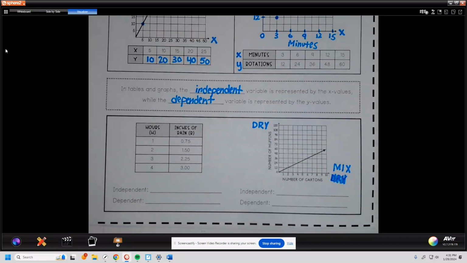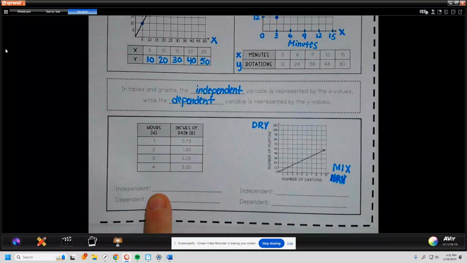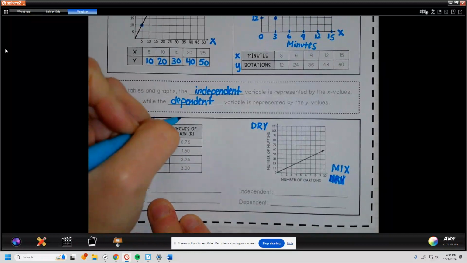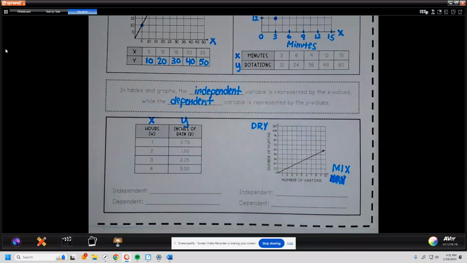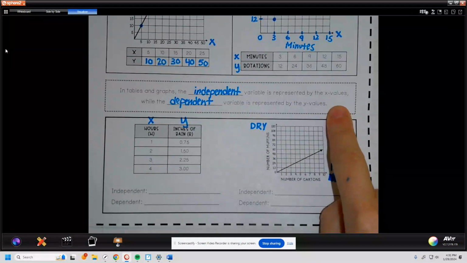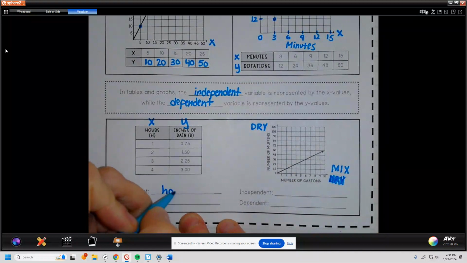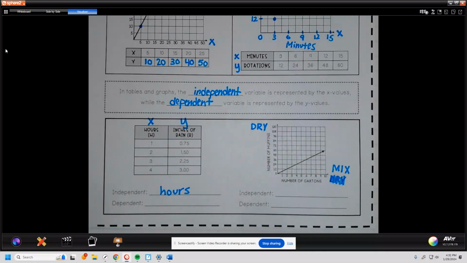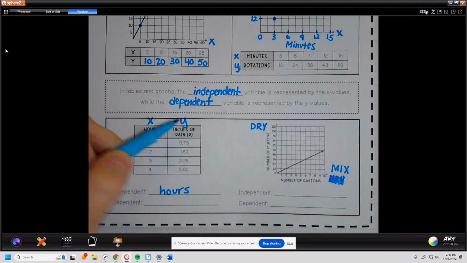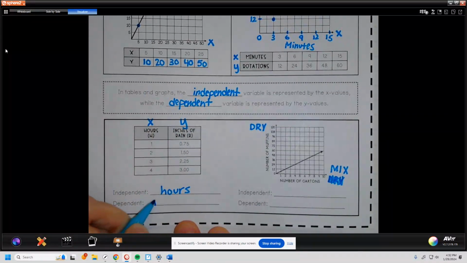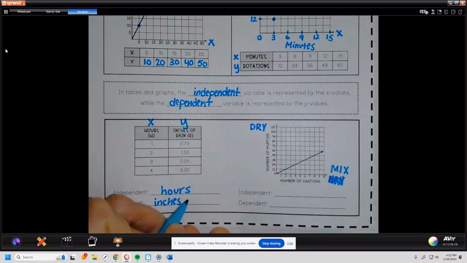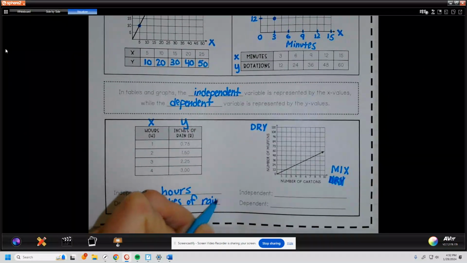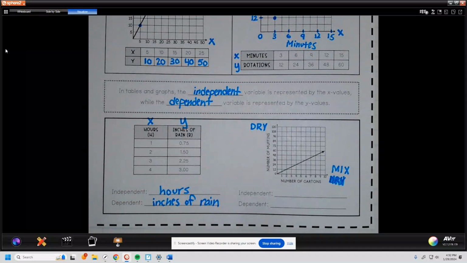So basically, if we're looking at a table like this, we know x is on the left and y is on the right. So it's asking us which one is the independent variable. Well, independent is always x, so that means hours is independent. And you guys should know time is always independent. Hours, minutes, days, seconds, always going to be independent. And then dependent is the y values, so that's the inches of rain. So just remember, dry mix. Dependent is y, independent is x.